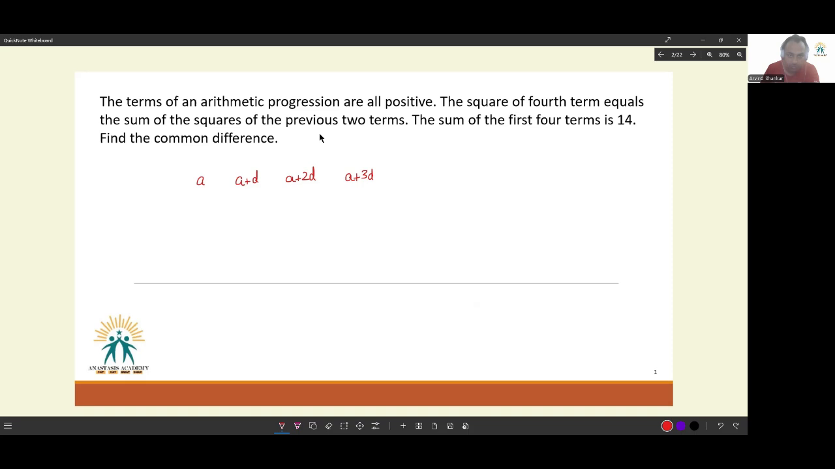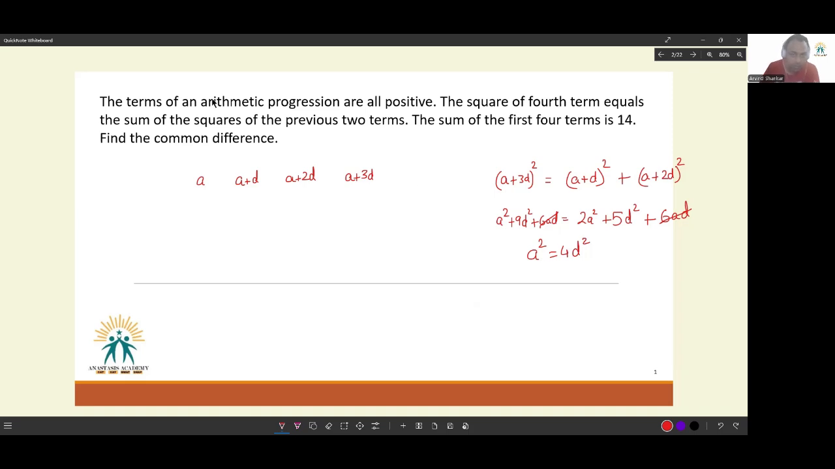Now we are told the square of the fourth term equals the sum of squares of the previous two terms. So (a plus 3d) whole square has to be equal to the previous two terms, (a plus d) whole square plus (a plus 2d) whole square. We can break it down as a square plus 9d square plus 6ad is equal to a square plus d square plus 4d square plus 4ad, plus a square. So 6ad and 4ad... the a square cancels on both sides, and we have a square is equal to 4d square.